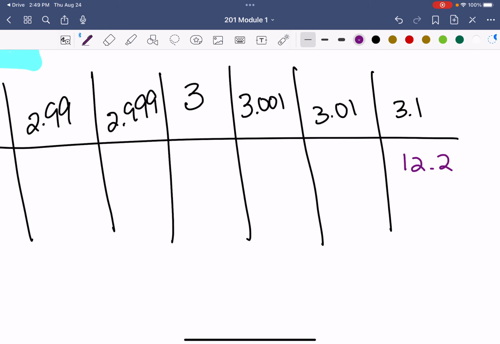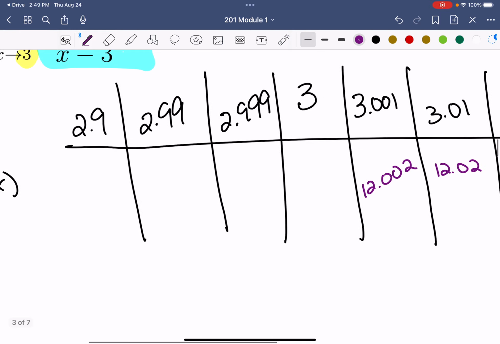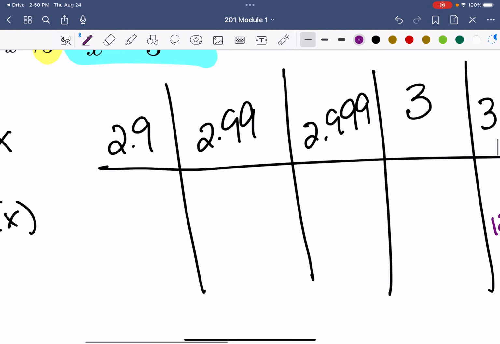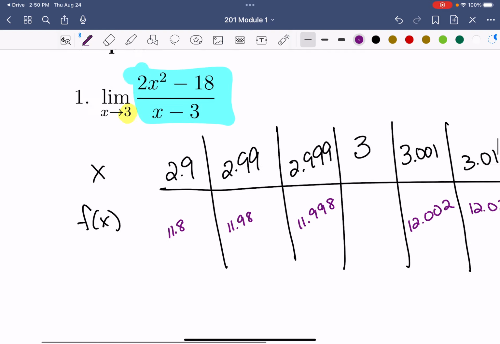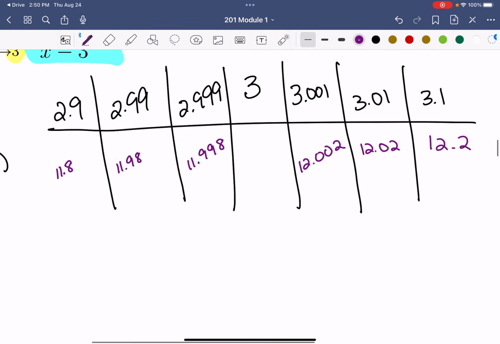And just so I can speed up the video a bit, go ahead and pause it, see if you can plug them all in and see what you get. You get 12.02 and 12.002 here when you plug in. On the other side, if you do the same thing, plug in these same three values, you get 11.8, 11.98, and 11.998.